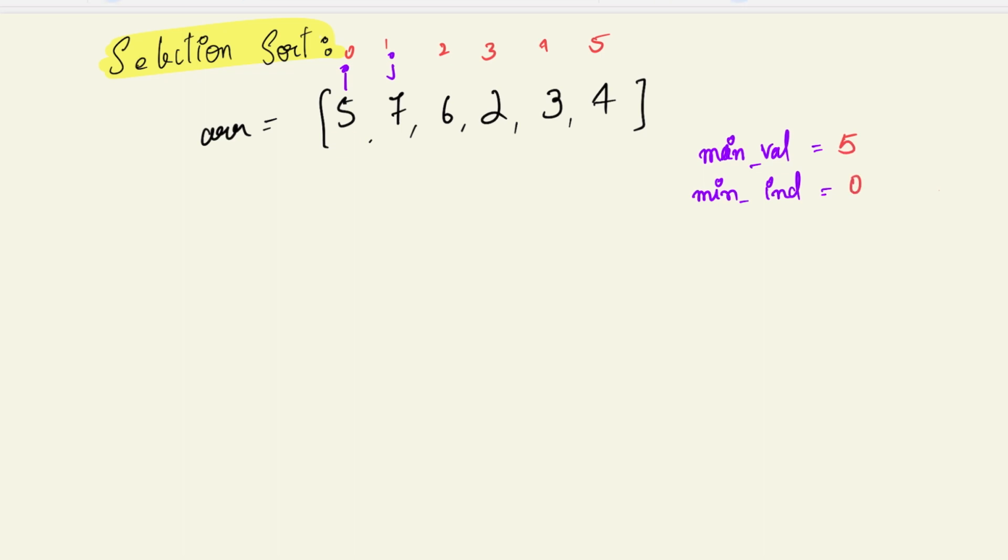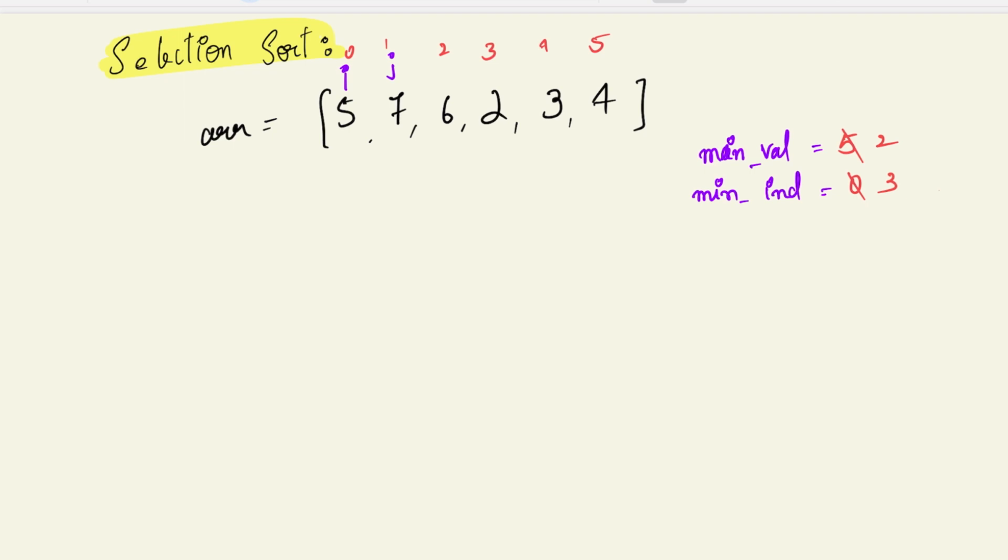Now we'll check with the adjacent element. We see 5 is smaller, so no need to update min value and min index. Check 5 and 6. Again 5 is smaller, and we'll check 5 and 2. We find that 2 is smaller, so now we will have to update min value and min index. So we will write min value as 2, min index as 3.